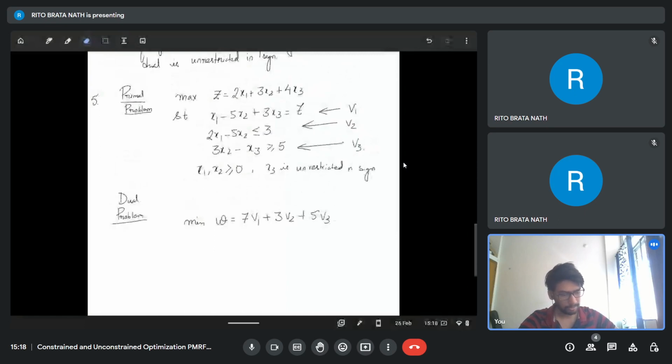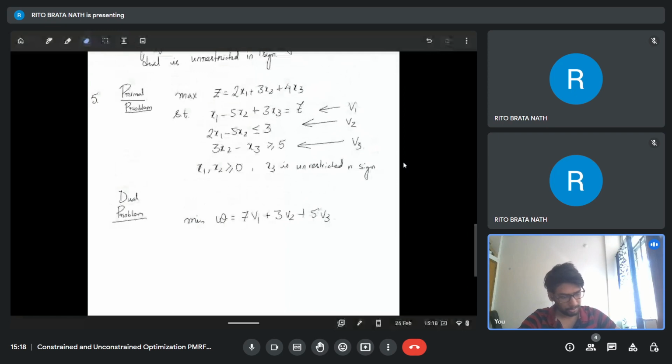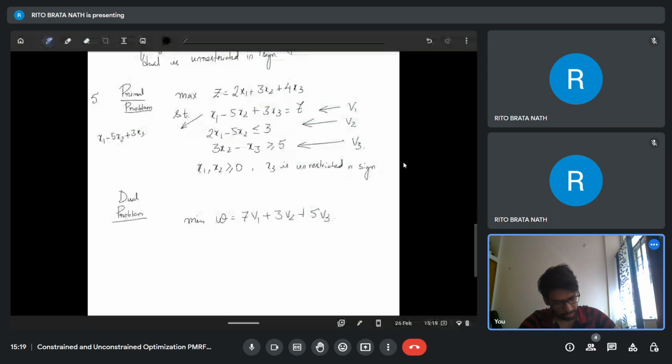But while you do that, there is one issue here. What you have to do first is change it to standard form. So this equation you can write as x1 minus 5x2 plus 3x3 less than or equal to 7, and another one you can write as minus x1 plus 5x2 minus 3x3 less than or equal to minus 7. And this one you have to convert into a less-than-or-equal type, so it becomes minus 3x2 plus x3 less than or equal to minus 5. So the right hand side changes to minus 5, so that's why this should not be plus 5v3, it should be minus 5v3. You have to be careful about that.